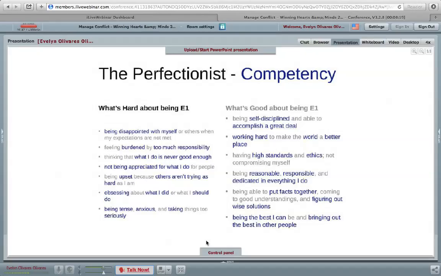If you are not this person and you have had conflict with this personality type, what I'd like you to do now is to really immerse yourself in their shoes. Try thinking like they think, and this will help you to do that. What is hard about being a perfectionist? Well, it's about being disappointed with myself or others for that matter, when I don't meet my expectations. It's about feeling burdened by too much responsibility, thinking that what I do is never good enough.